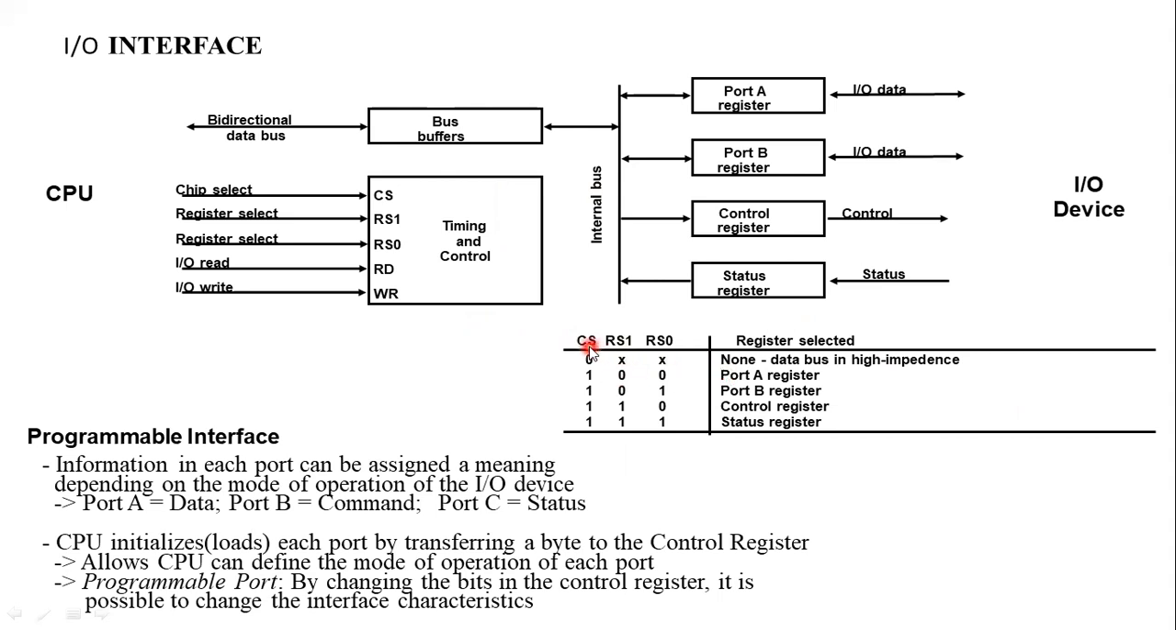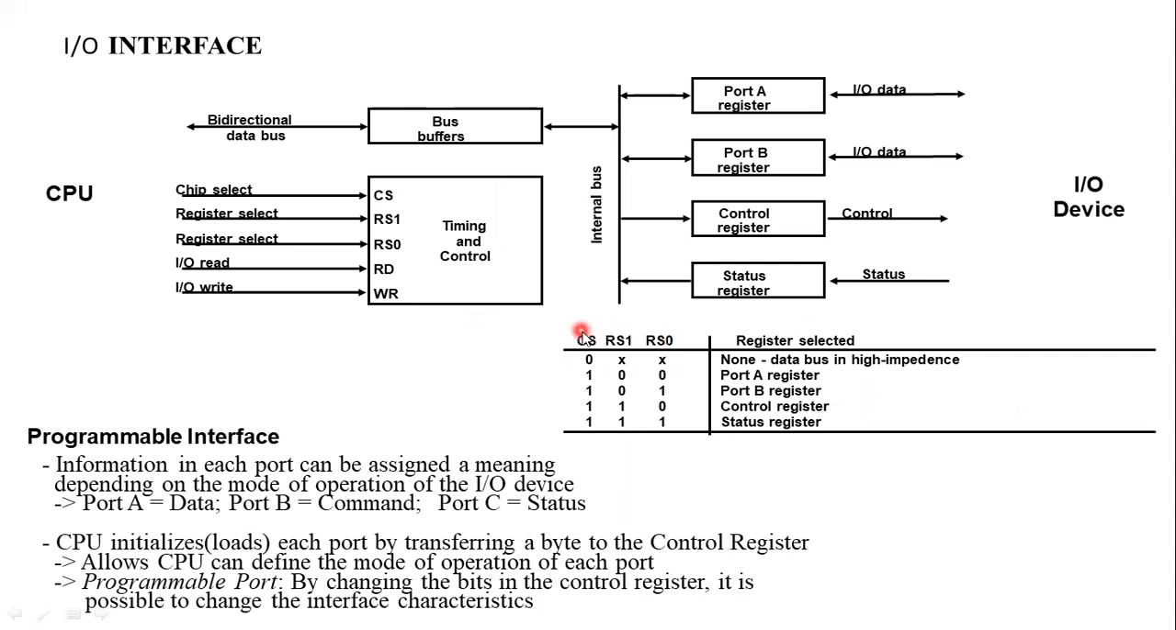This is the CS, that is chip select. This is RS1, this is called register select 1. This is RS0, that is called register select 0. So from these three inputs, and the register selected by these inputs, in the truth table, you can understand how the IO interface takes place from the IO device to the CPU.